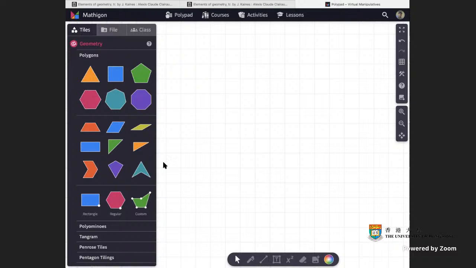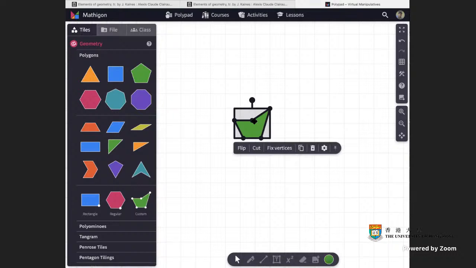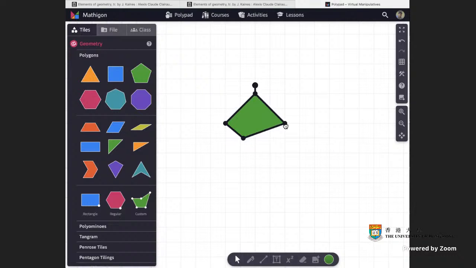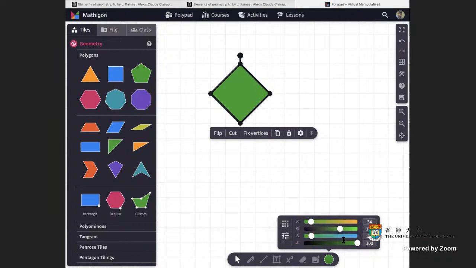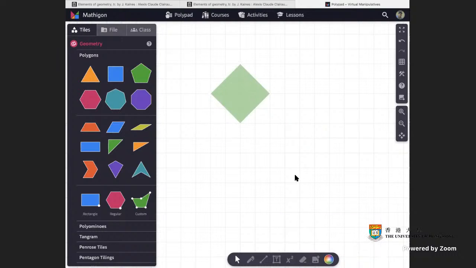Okay, and now let's start with some drawing in the Polypad here. You can use the custom tool to create shapes, like quadrilaterals or right-angled triangles. To start with, I would like to make a square like this. And you can also change the transparency so that you can see the grid below it more clearly.